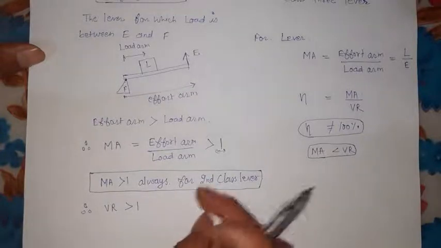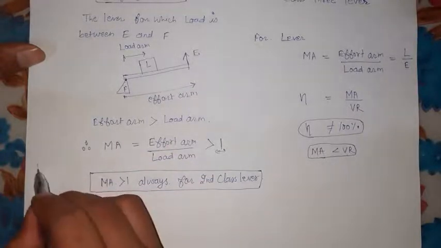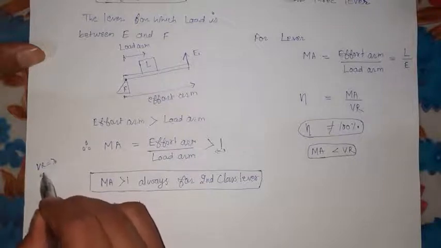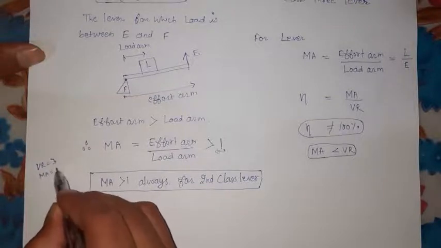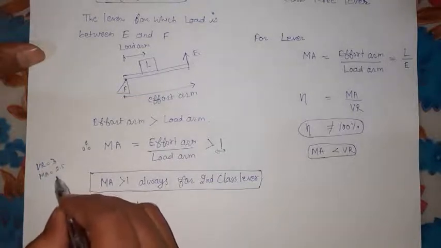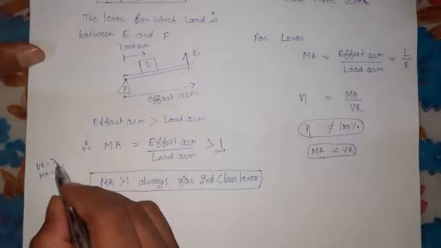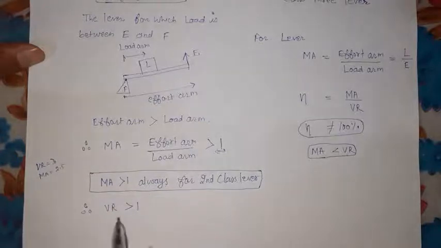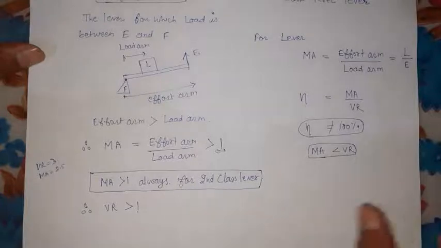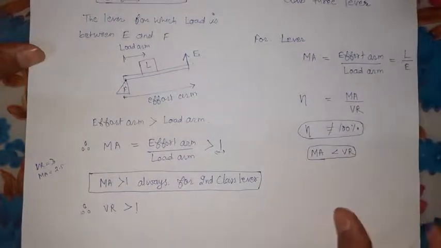It will be smaller than, for example, if the velocity ratio is 3, the mechanical advantage will be that of 2.5. Okay, so this is greater than 1 but still smaller than the velocity ratio. So the mechanical advantage is greater than 1 for this second class lever. Now let us look at a few examples, students, that relate to this second class lever.